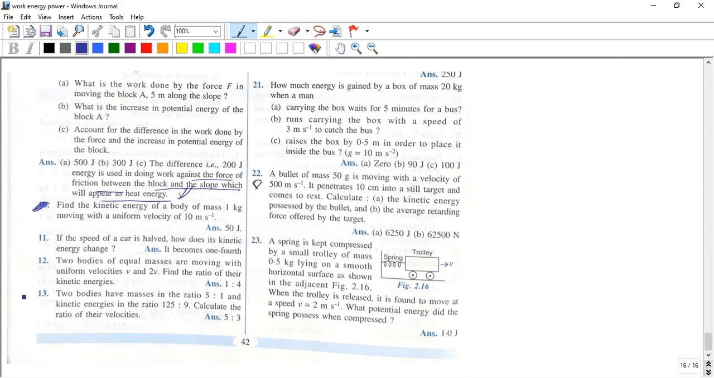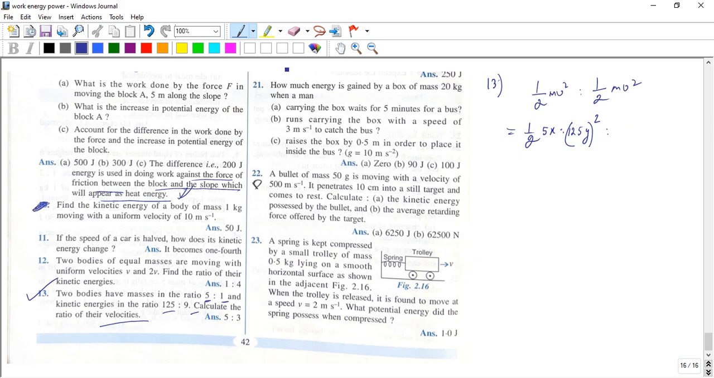Suppose question number 13. Two bodies have their masses in ratio 5:1 and equal kinetic energy. Calculate their velocity ratio. Very important. Kinetic energy is equal to half mv square, so half mv square, with mass ratio 5 to 1. Suppose we take 5x.